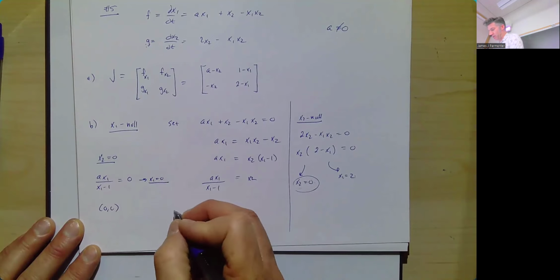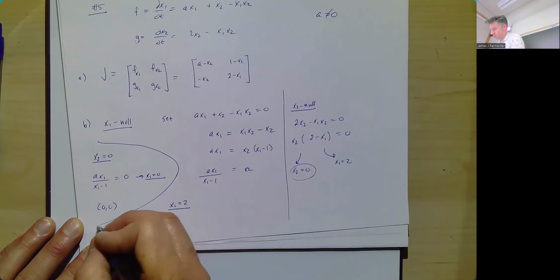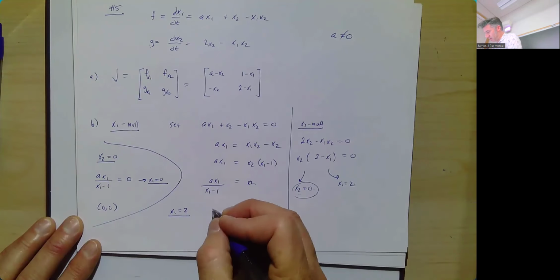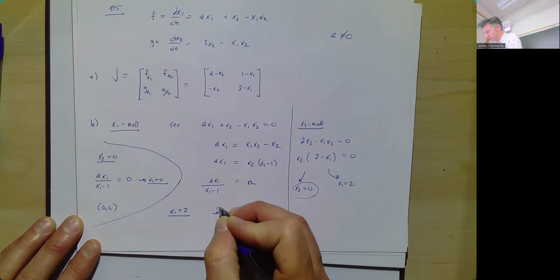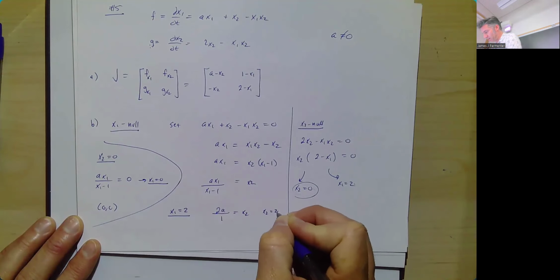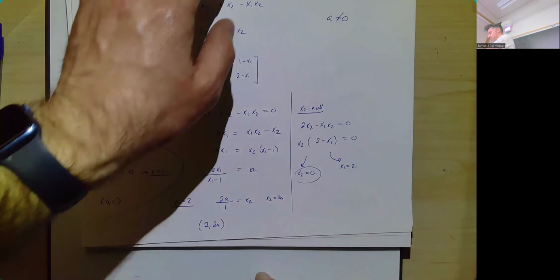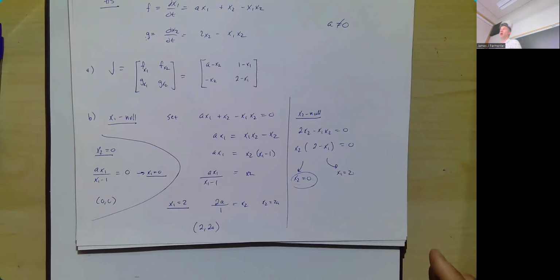Or if we set x1 equal to 2 and plug that in, then we're going to get that 2 times a over 2 minus 1 is equal to x2. So x2 is 2a. So here's our other equilibrium, 2 comma 2a. And now our job is to classify them.